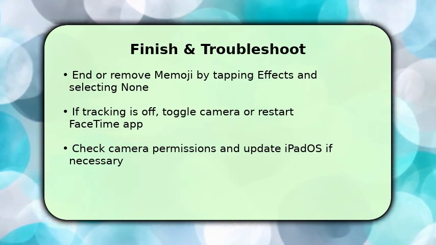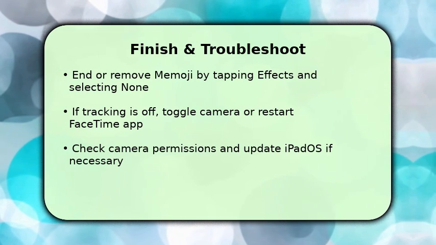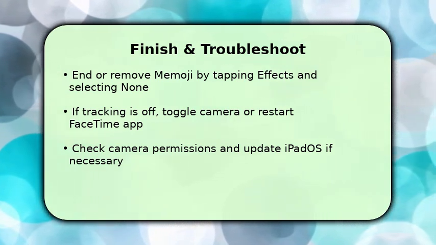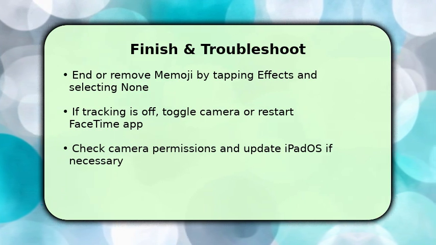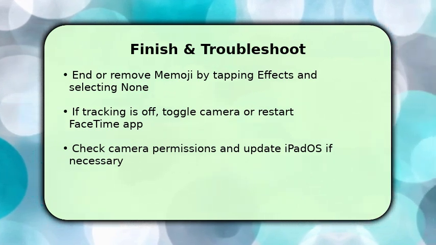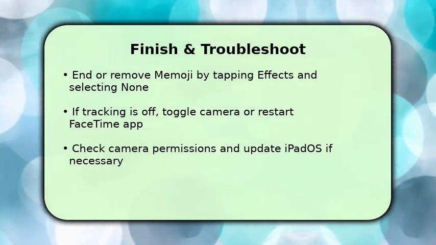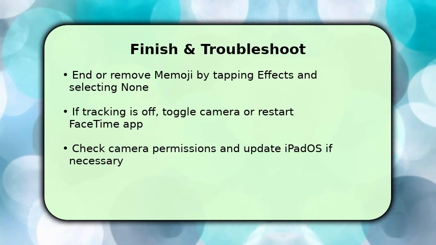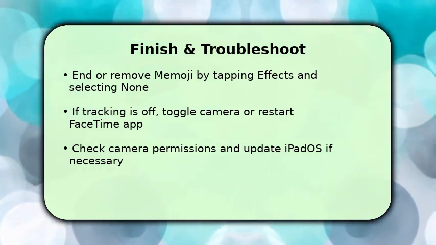If the Memoji lags or fails to track, first switch between front and rear cameras or briefly disable and re-enable the effect. This often forces the tracker to recalibrate. If problems persist, close FaceTime and reopen it, check camera permission in settings, and make sure your iPadOS is up to date. These steps solve most issues because tracking depends on permissions, camera feed quality, and system support.